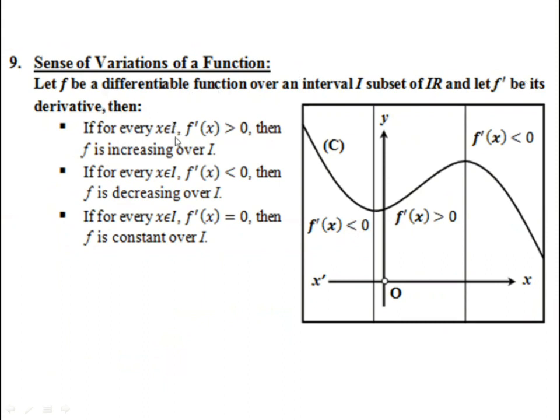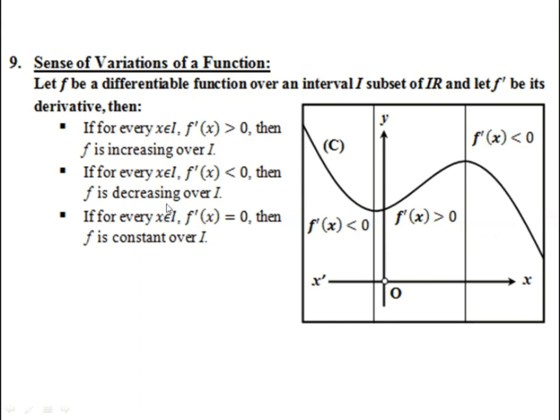So we have to know that if the derivative is positive, then the curve of f will be increasing. So here the curve of f is increasing, so the derivative is positive. If for every x belongs to I the derivative is negative, then f will be decreasing. Here in this part, the derivative is negative because this part is decreasing. Also here, f prime of x is negative, and the function is decreasing.